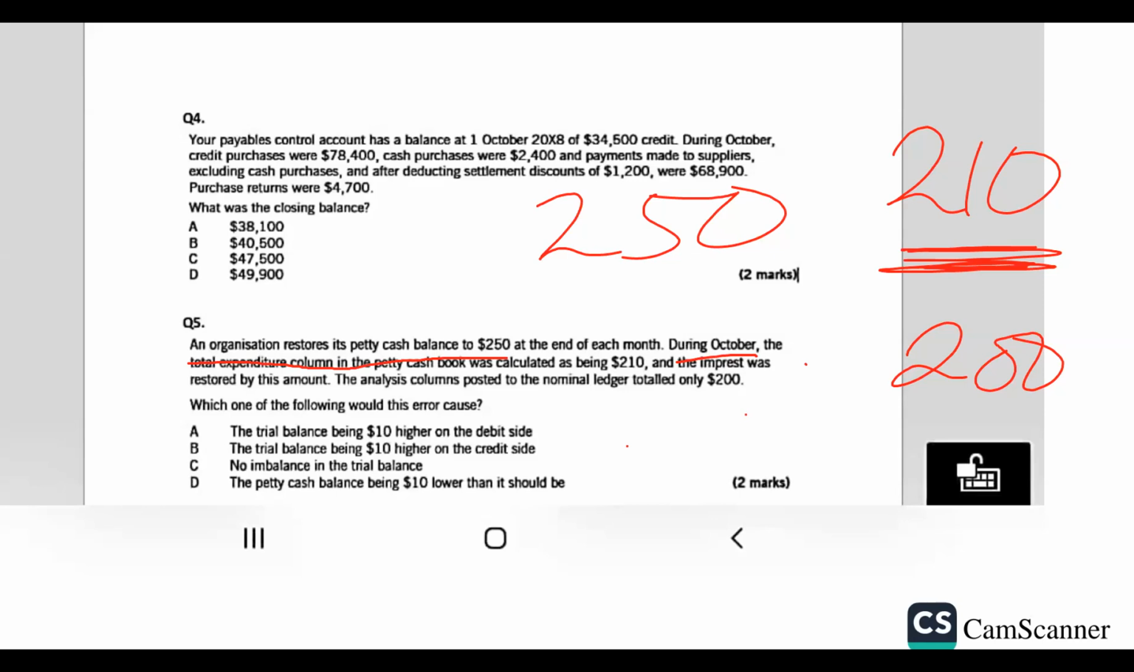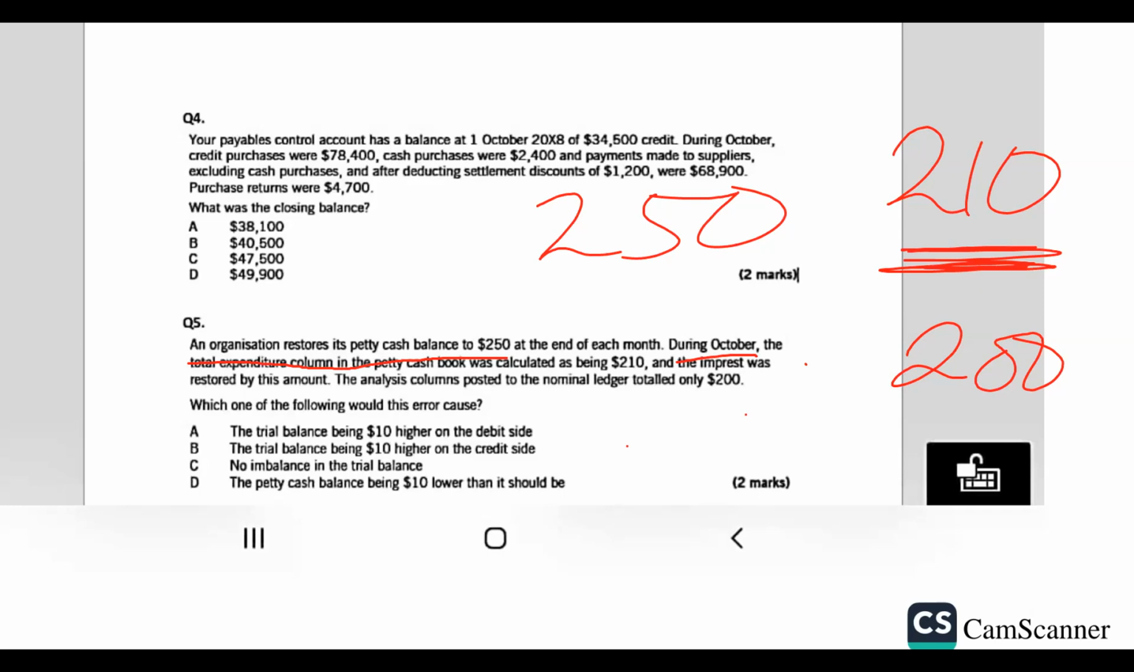So my question is, now we know the imprest. We know what the imprest is. So my question is, what is the cause of this error? What does this error cause?